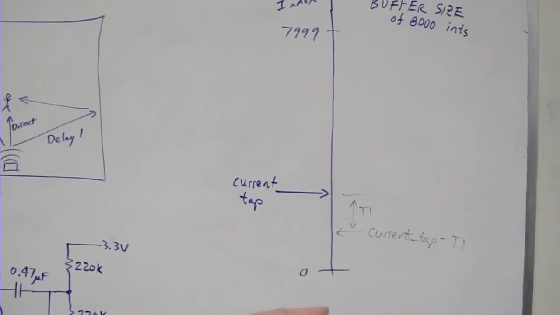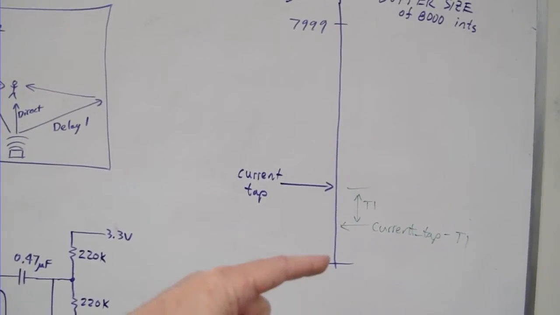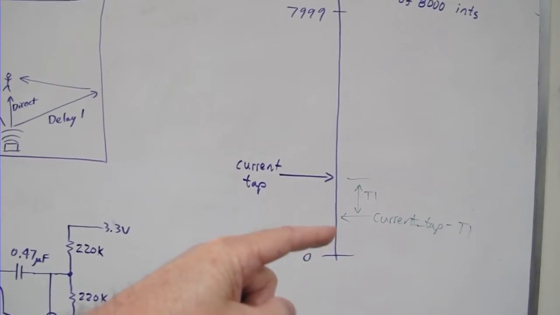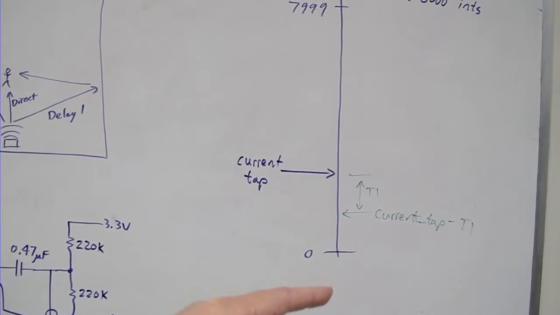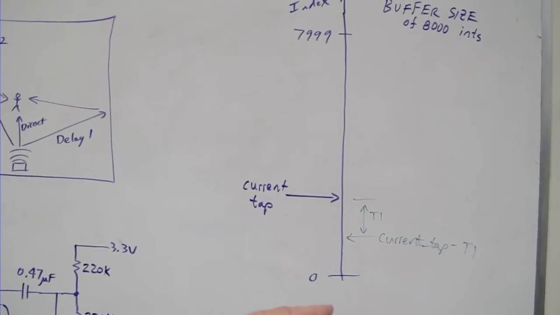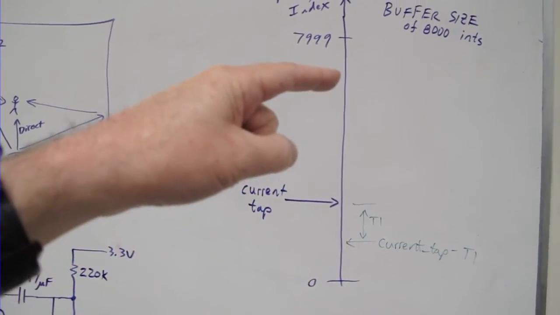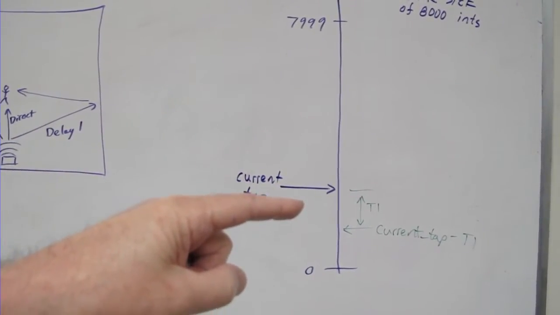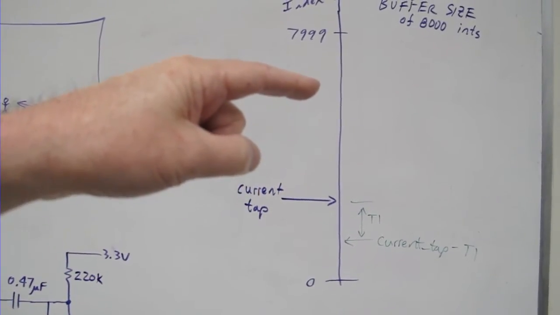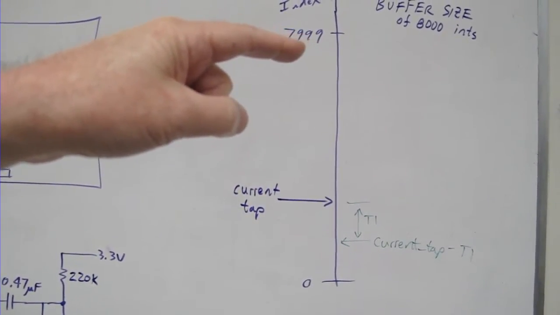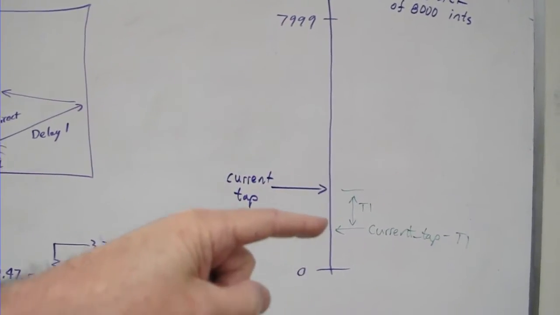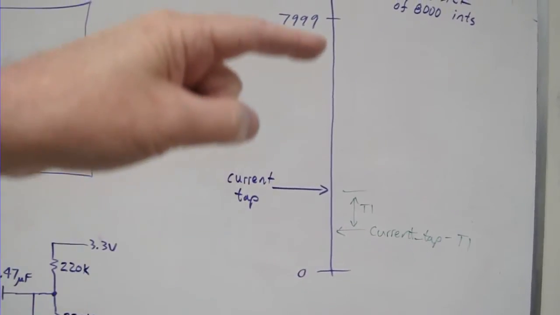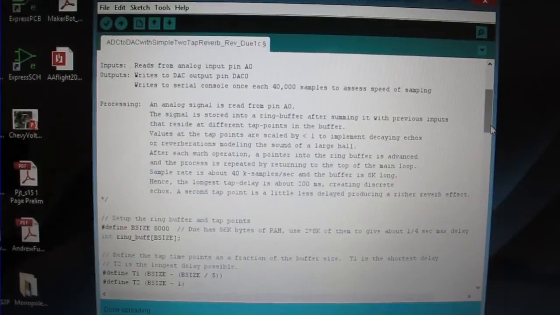So in the code, we will look for cases where the current tap minus the delay time, or the delay indices amount, goes below zero. If it does go below zero, then we will add the array size to it and that will move it back up here. Now, as the code runs, it will write values into these locations, and then when it gets up here, it will reset and go back to zero and count up and go on up and put values in, and then reset to zero. So it will be using this as what's called a ring buffer.